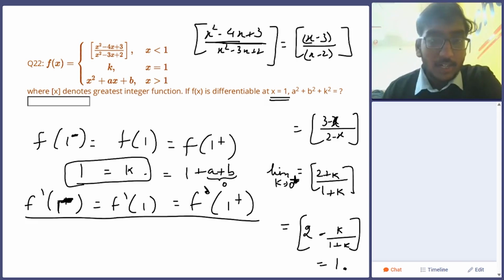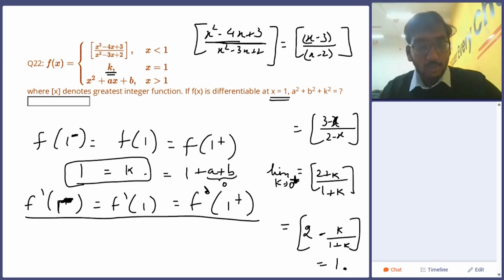What will be the derivative of f at 1? Since f of 1 is k, a constant, the derivative will be 0. That means the derivative of the function at 1 plus should also be 0. Why? Because it is differentiable, so that should also be 0.